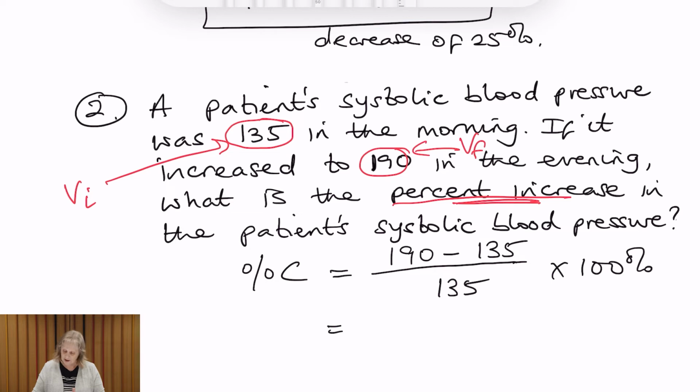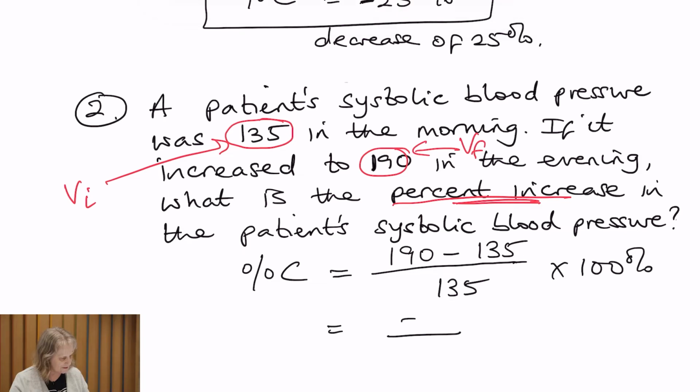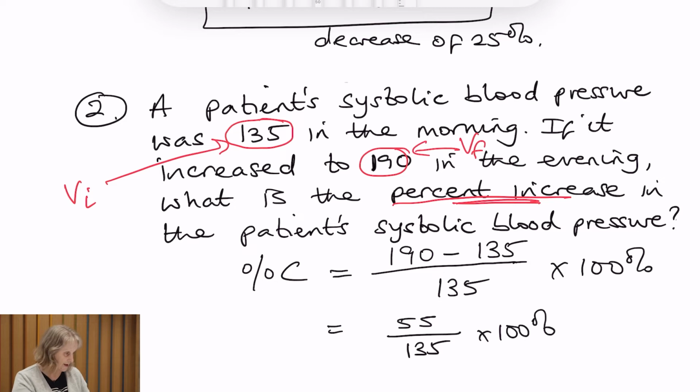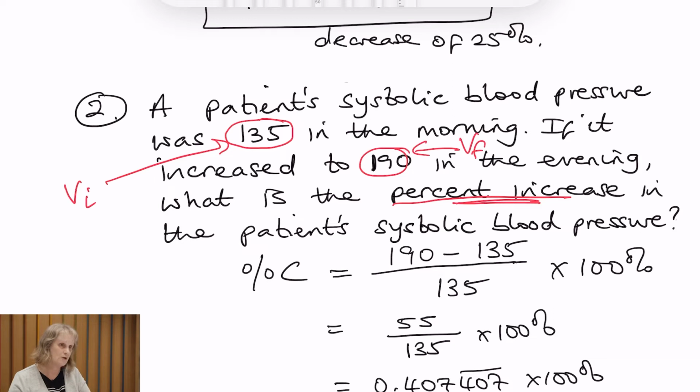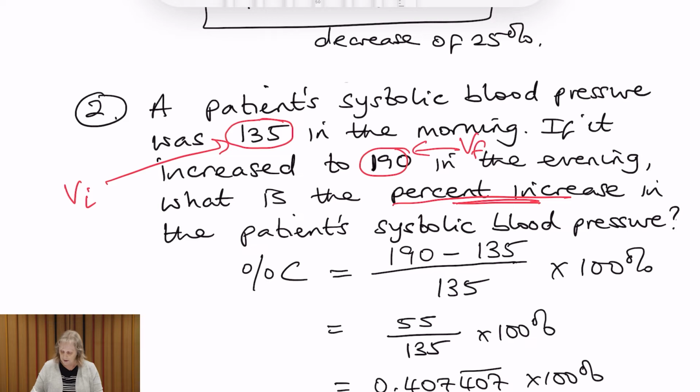We can do that subtraction on the calculator. So that's going to give us 55 divided by 135 times 100%. And then if you continue on the calculator, 55 divided by 135 is going to give you a decimal. So actually it's going to give you 0.407407, those are going to be repeated, but then we have to multiply by 100%. And because we don't have an exact answer here, we're going to round to 2 decimal places.